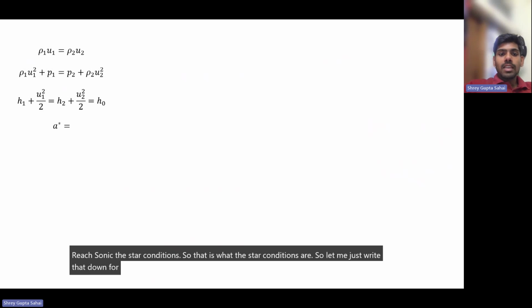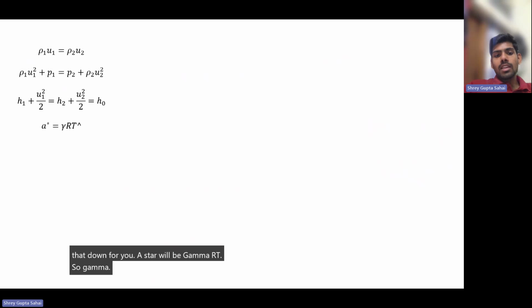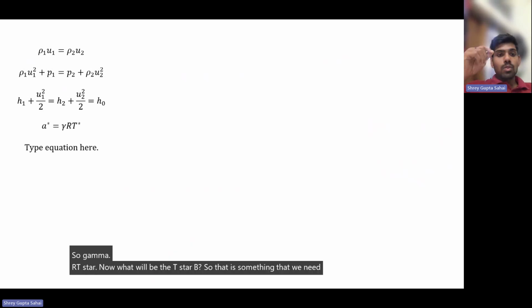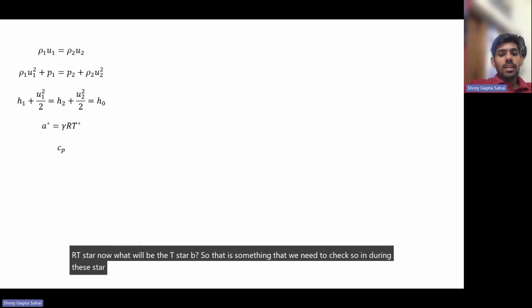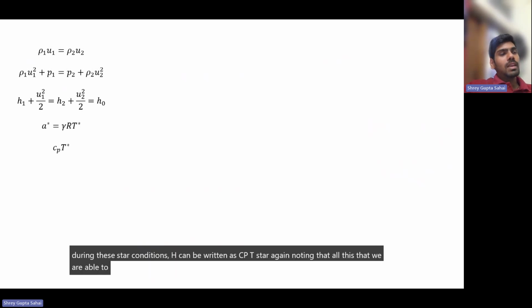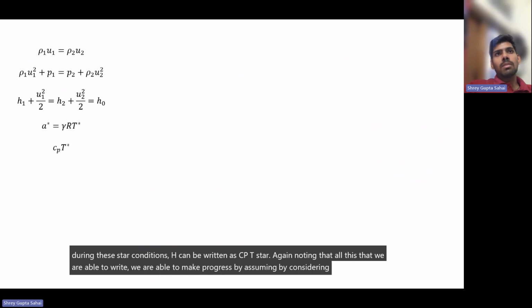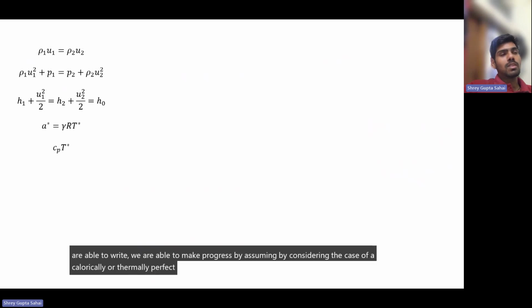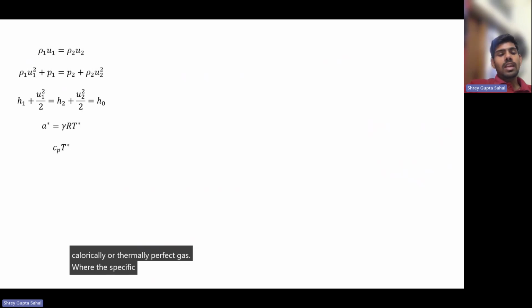A star will be gamma R T star. Now what will T star be? That is something we need to check. During these star conditions, h can be written as Cp T star. Again, noting that all this we are able to write by considering the case of a calorically or thermally perfect gas, where the specific heats are constant and do not depend on anything.